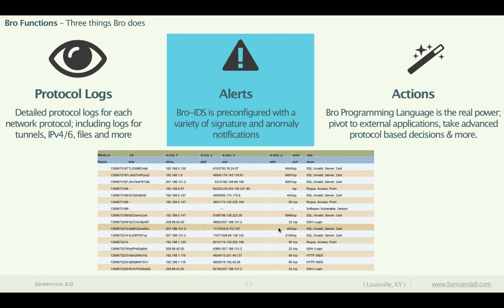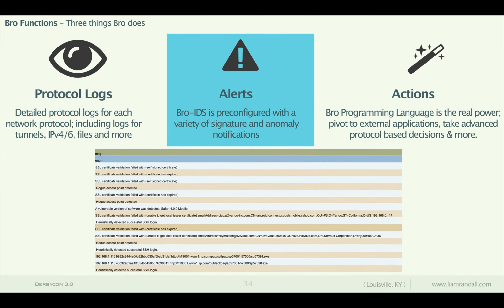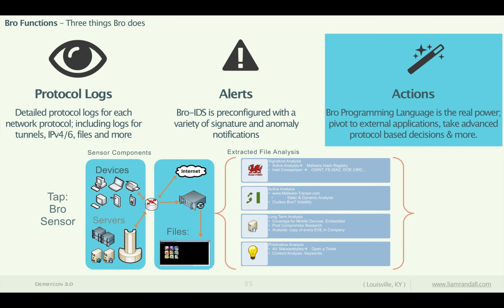And so Bro will alert you to things. Bro-IDS comes pre-configured with a variety of signatures and anomaly notifications, and we can look into more on that later. And then there's the most exciting part about Bro, which is that programming language. This is that real power that lets you take all the things that Bro has access to and pivot. So what we're going to do is look at using these hybrid anomaly and signature based detection systems to look at what's going on on the network.